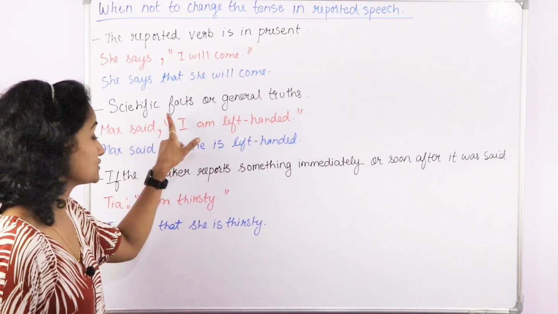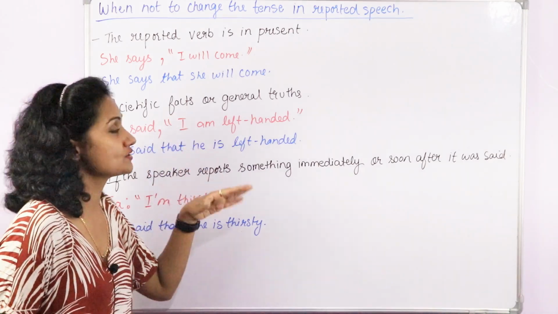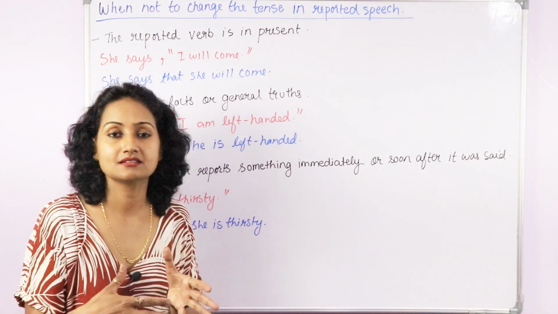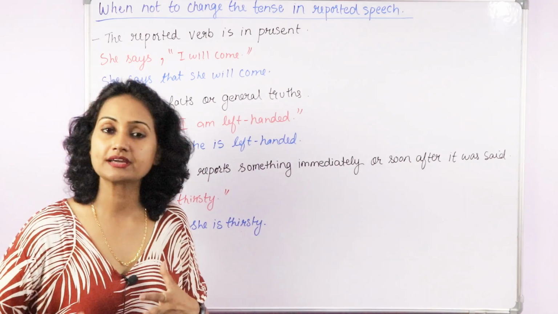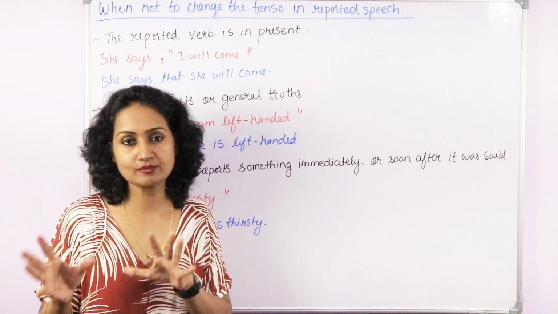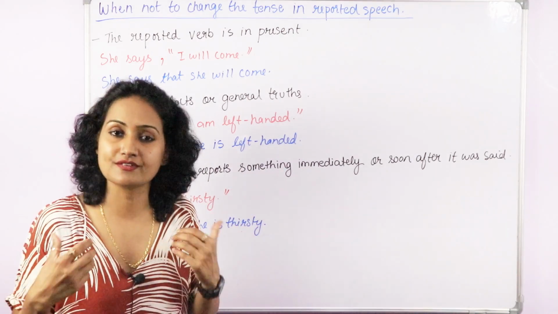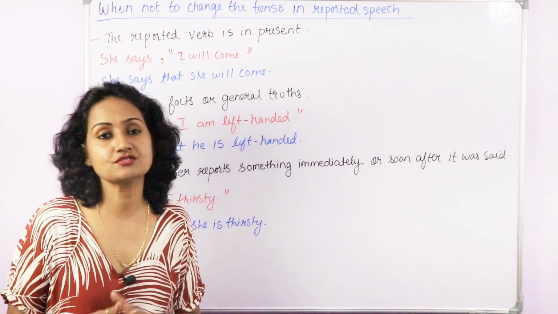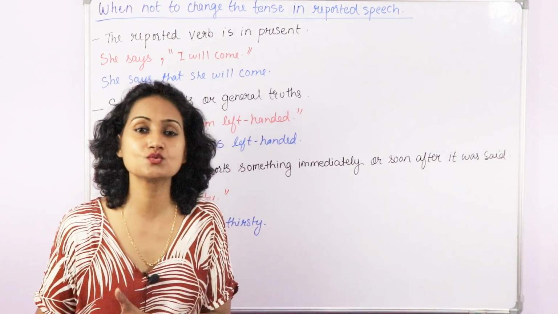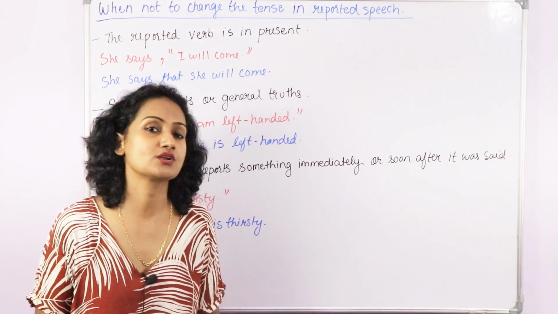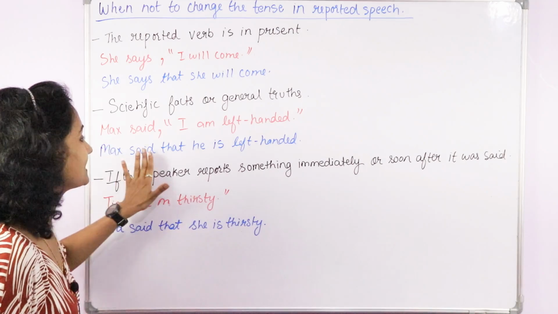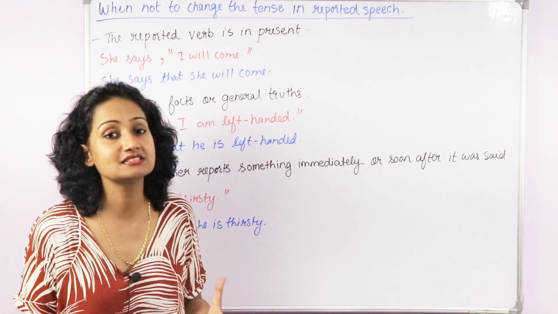Next is scientific facts. When you're talking about scientific facts or general truths, or there are some sayings, for example, if you say that Max said that earth revolves around the sun. So again you're not going to change it. You're not going to make it past simple, because this is a scientific fact and you cannot change it. Okay, and if there is a saying, she said that cleanliness is next to godliness. So this is a saying, again you cannot change it. Okay, and Max said I am left-handed. So Max said that he is left-handed because he is still left-handed.